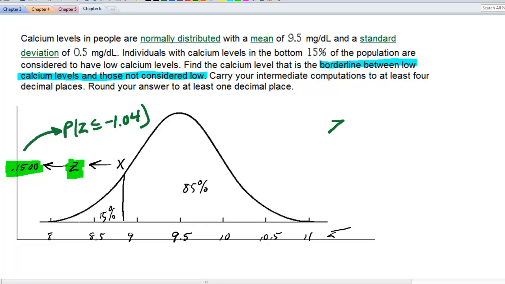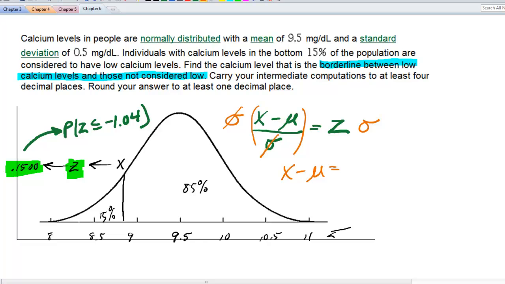Because if you take the formula for a z-score, and let me just turn it around so that it still says the same thing: x minus mu divided by sigma equals z. And I'm going to do some algebra to this. I'm going to multiply both sides by sigma. And when I multiply this whole fraction by sigma, these cancel out, and I'm left with x minus mu equals sigma times z.